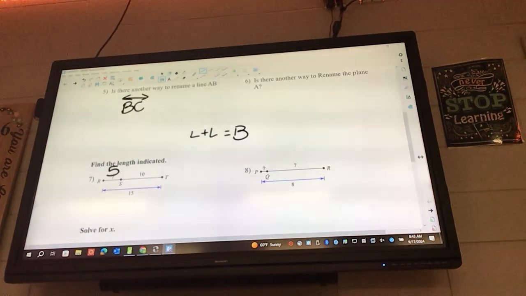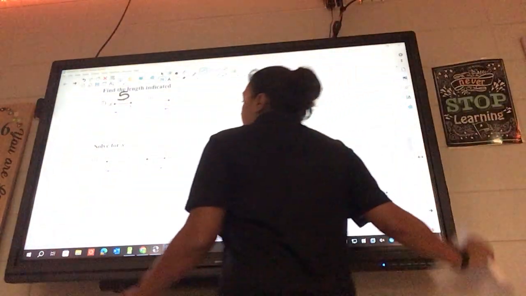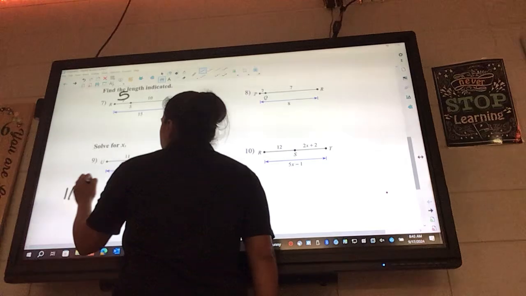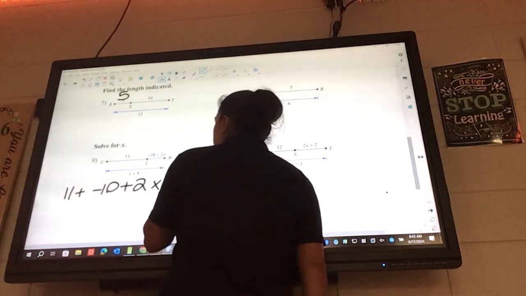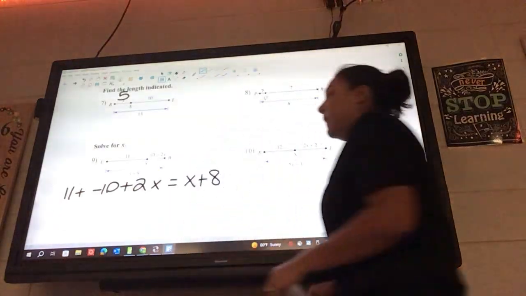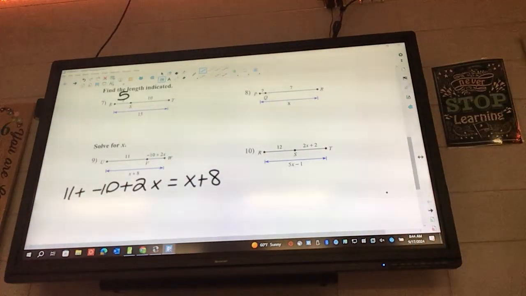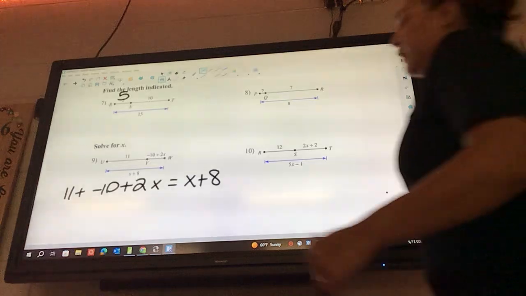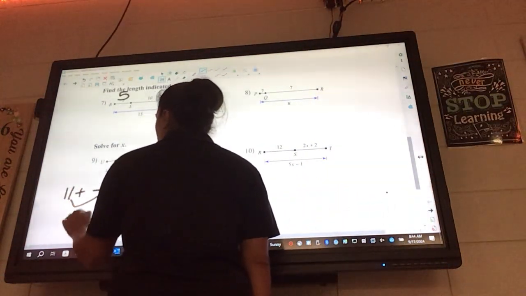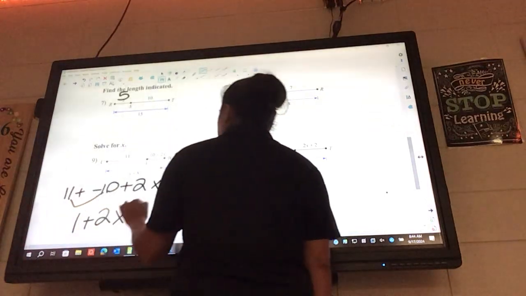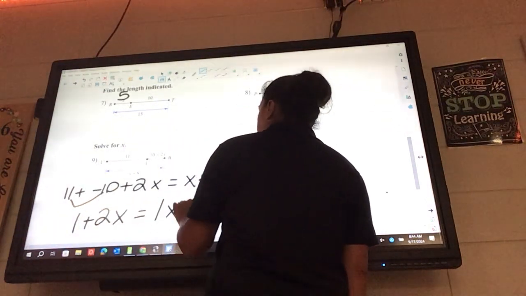Okay, so if we look at number 9, you're gonna add the 2 little ones together. So it's gonna look like 11 plus negative 10 plus 2x equals my big, which is x plus 8. Okay, our very first step is gonna be to combine. What can we combine? 11 and the negative 10. What is 11 plus negative 10? 1. So you're gonna get 1 plus 2x equals 1x plus 8.